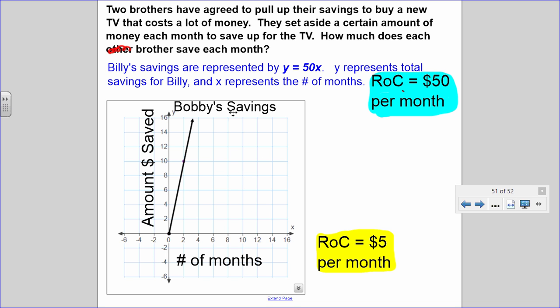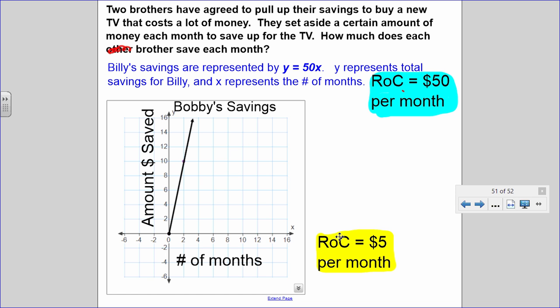Basically, though, we just found out that Bobby's saving $5 per month. Billy's saving $50 per month. He just asked us how much does each brother save each month. Now we know. If it said which brother is saving more, we'd say Billy's saving more. So it looks like Billy's a lot more committed to the TV, or maybe he's just an older brother or something like that, and Bobby's younger.